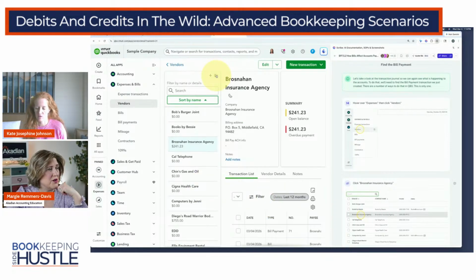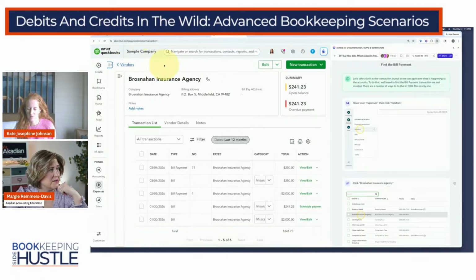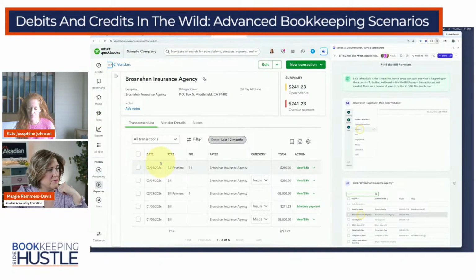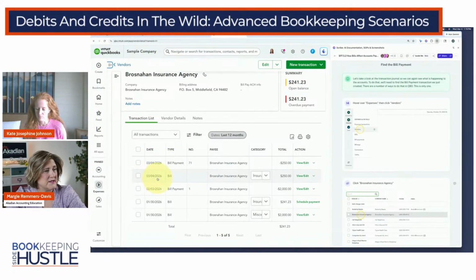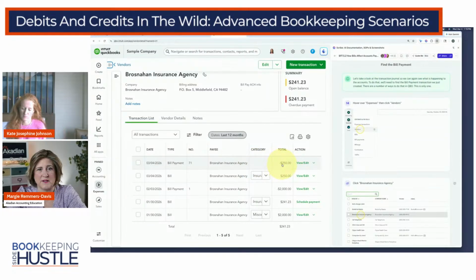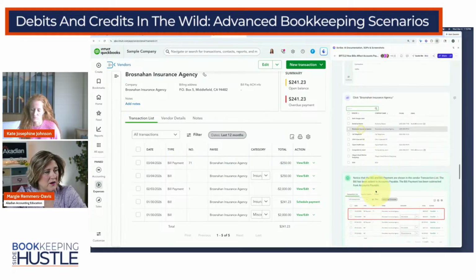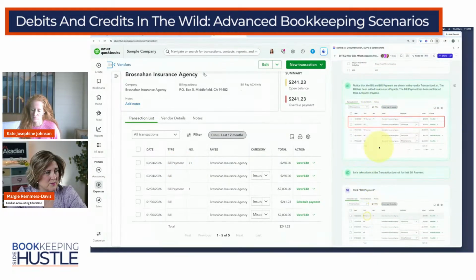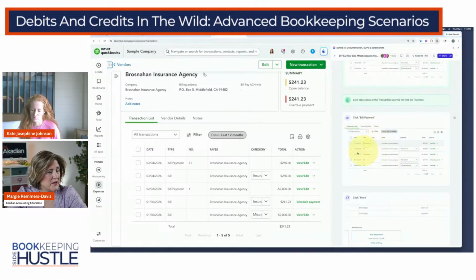And I'm just going to close these for our purposes here because this just gives us some more real estate here. Okay. So here you can see the bill that we created that was $250. And then here's the bill payment that it shows as a negative because it took it out of accounts payable. Okay. So we're going to click on this bill payment.